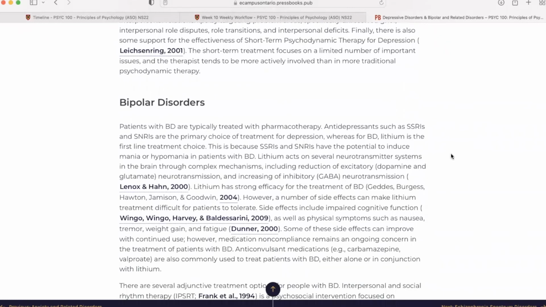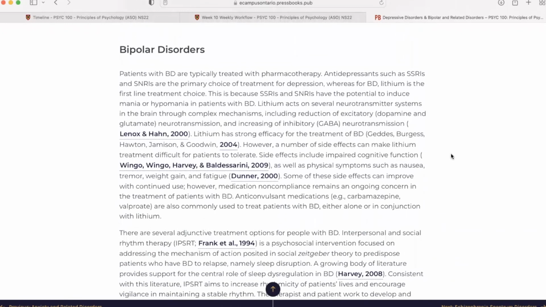Bipolar disorders. Patients with BD are typically treated with pharmacotherapy. Antidepressants such as SSRIs and SNRIs are the primary choice of treatment for depression, whereas for BD, lithium is the first-line treatment choice. This is because SSRIs and SNRIs have the potential to induce mania or hypomania in patients with BD. Lithium acts on several neurotransmitter systems in the brain through complex mechanisms, including reduction of excitatory dopamine and glutamate neurotransmission, and increasing of inhibitory GABA neurotransmission.